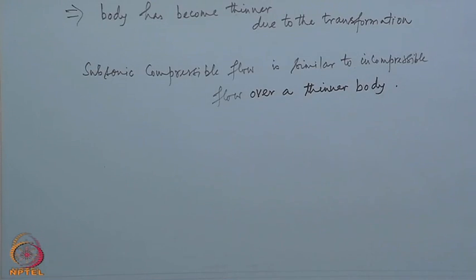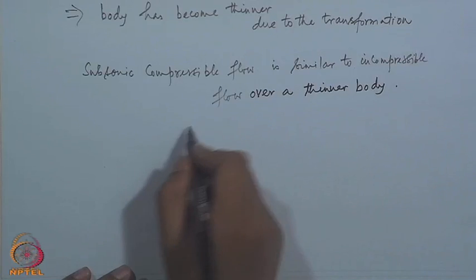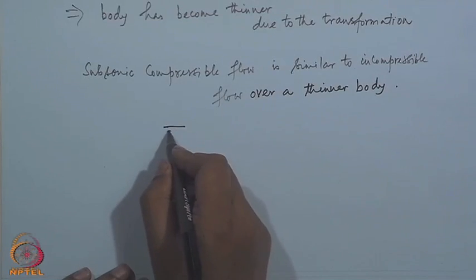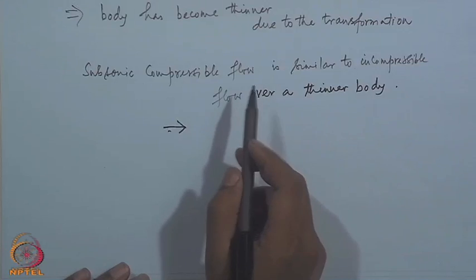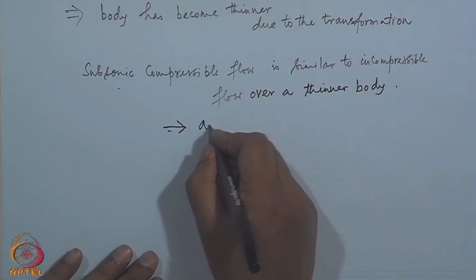Since the same applies in the 2-dimensional and 3-dimensional case also, we can say that a compressible flow at Mach number M infinity over an airfoil is the same as the incompressible flow over a thinner body whose thickness is beta times the thickness of the original body. And since, due to this transformation, the body has become finer, this transformation is also known as affine transformation.